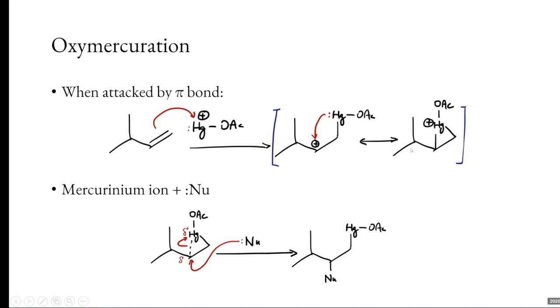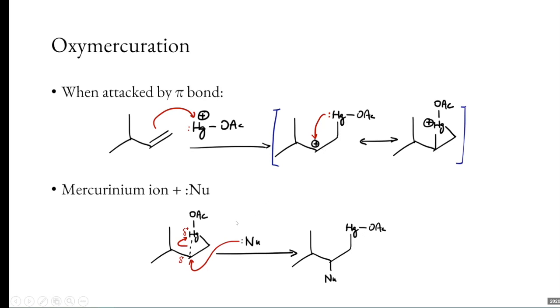You will see that this cyclic intermediate looks very familiar to the bromonium ion that Helen introduced last time. This is called a mercurinium ion, which is obviously named in the same way. Then a nucleophile can attack the slightly more electropositive carbon, which is the more substituted carbon. The nucleophile will add onto this carbon, and the other place will just be this mercury group.